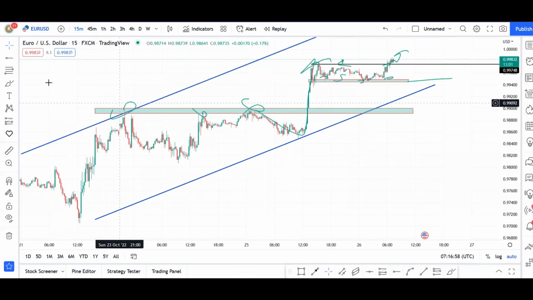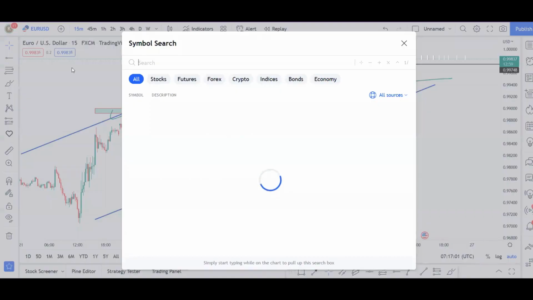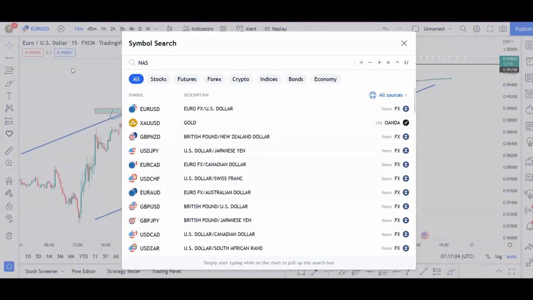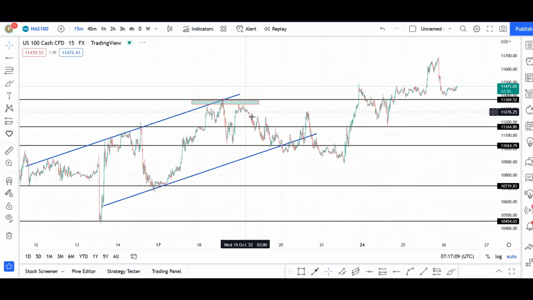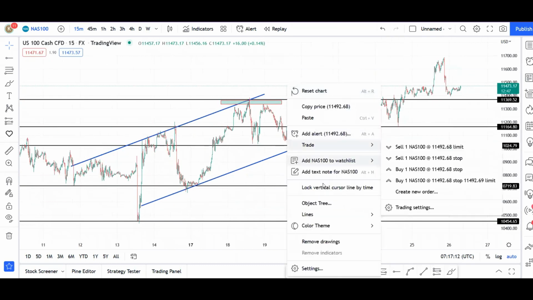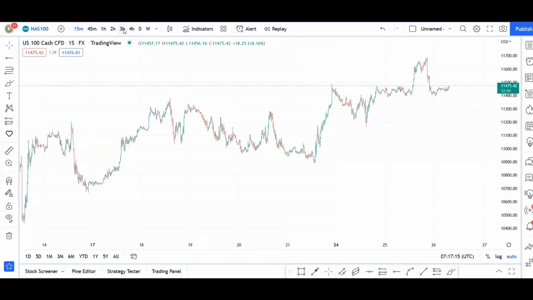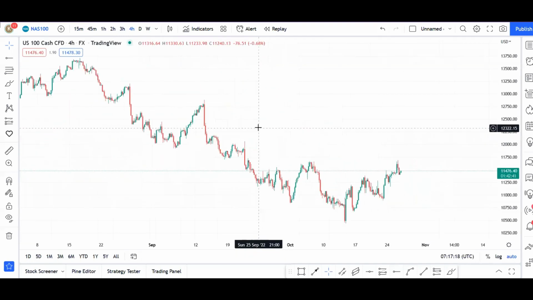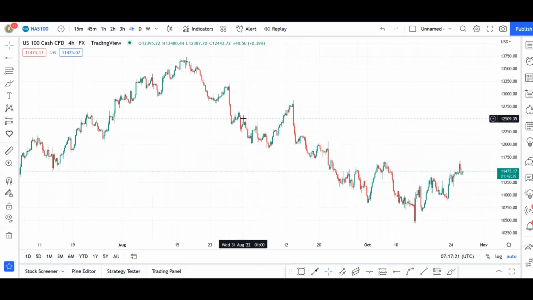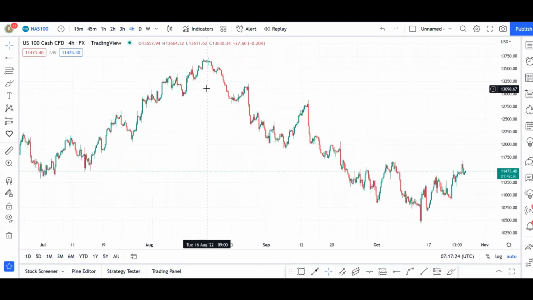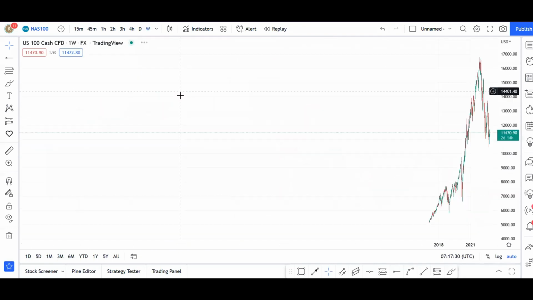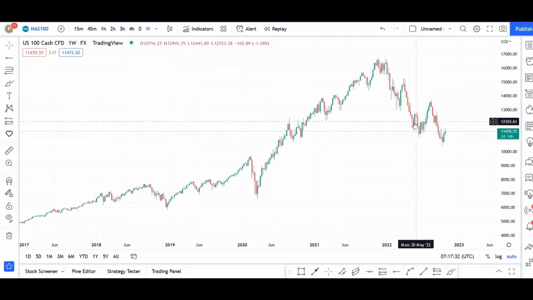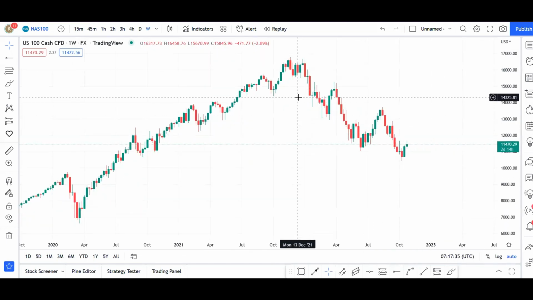So ladies and gentlemen, without wasting any further time, let's move to another analysis. Let's look into NAS 100. So guys, NAS 100, as you can see, wants to buy now. We've been literally selling for the whole year. 2022 has been seeing NAS 100 selling. We started selling heavily from the 3rd of January.